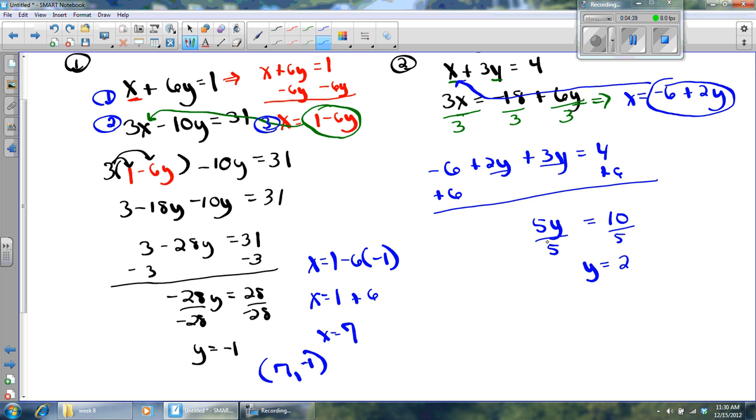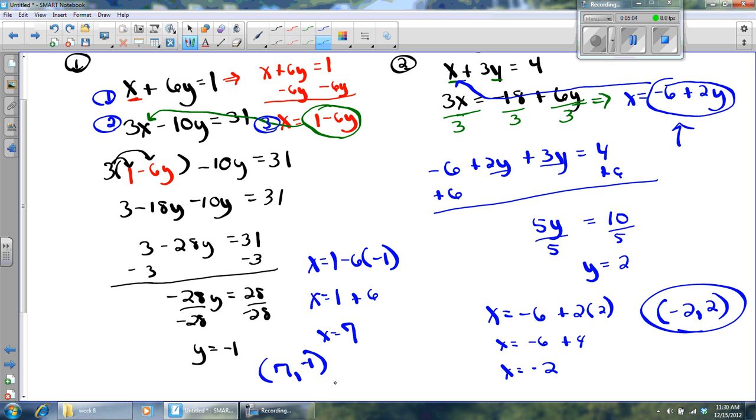So now I'm going to plug that probably into this equation here. And I'm going to say x equals negative 6 plus 2 times 2. So x is going to equal negative 6 plus 4. So x is going to equal negative 2. So the place where these two lines cross is at (-2, 2). That is the solution to the system.